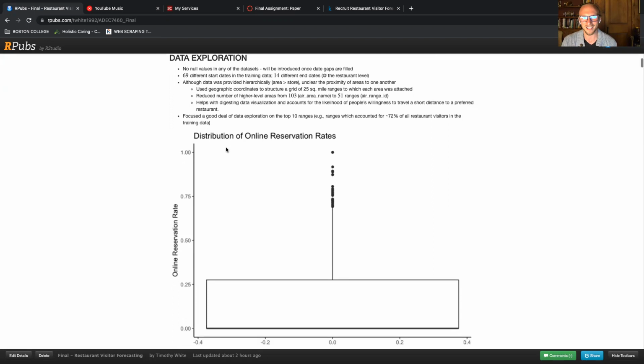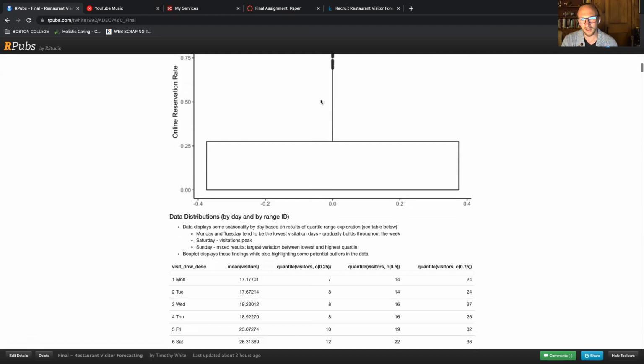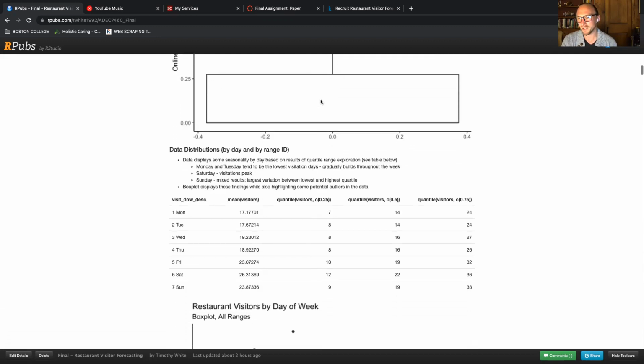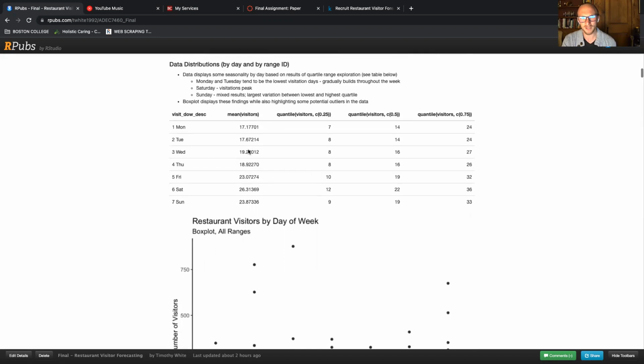So I did that. And then finally, a lot of my data exploration is on the top 10 of those 51 ranges, which covered about 72% of all restaurant visitors in the training data set. You'll see this box plot here. I'll touch on what I did with reservation rates in a second. In terms of data distributions, we'll see more of this.